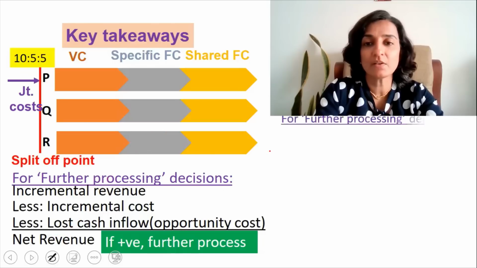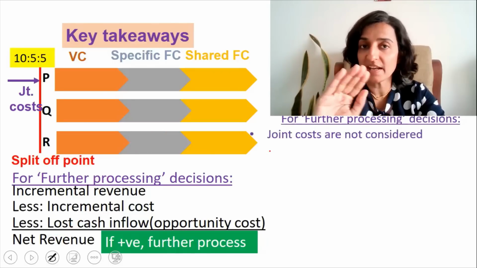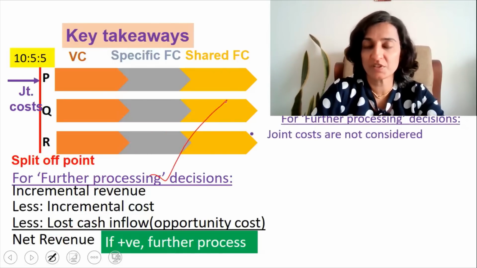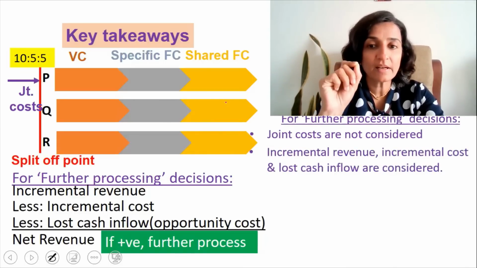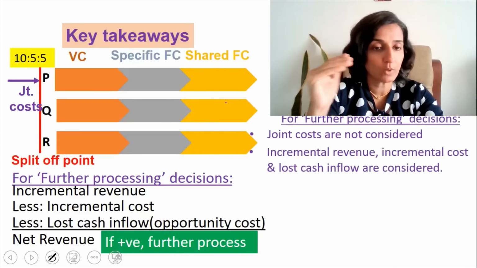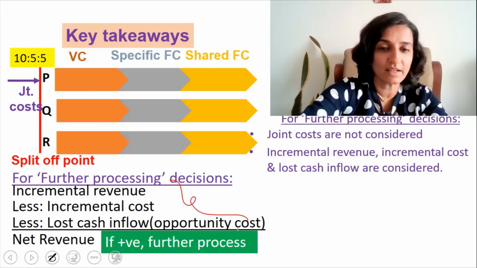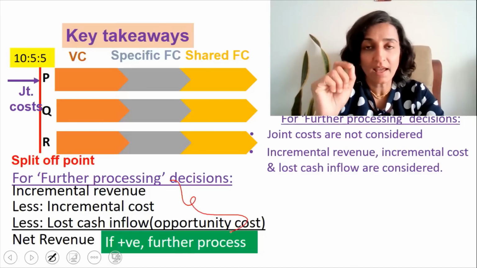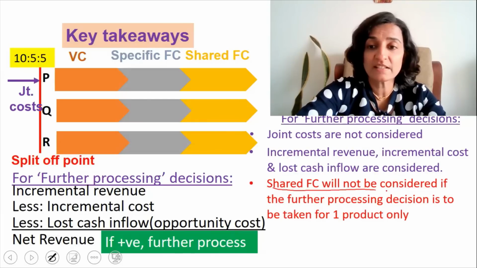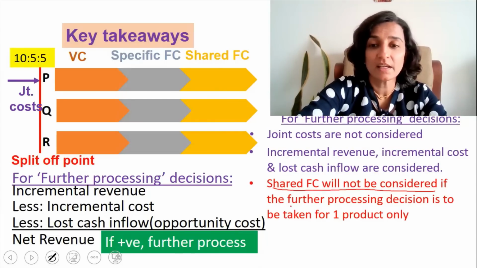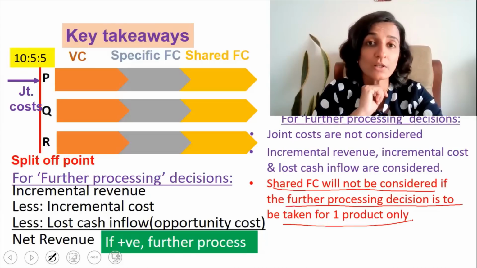So as a summary, we can write, joint costs are never considered for further processing decisions. Second, incremental revenue, incremental cost, and lost cash inflow are considered. That is, these three items are always considered. And among the incremental costs, this is the key thing, shared fixed cost will not be considered if the further processing decision is to be taken for one product only.